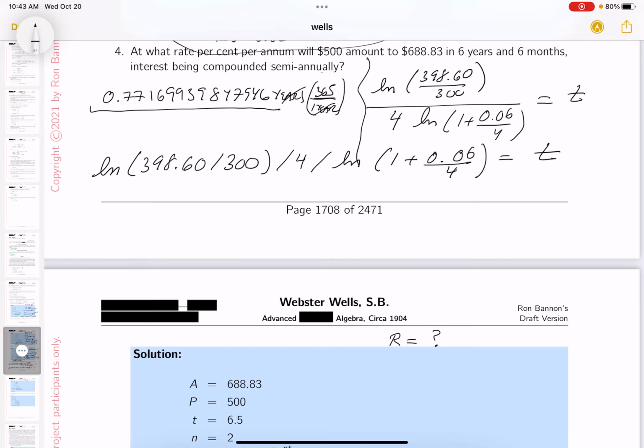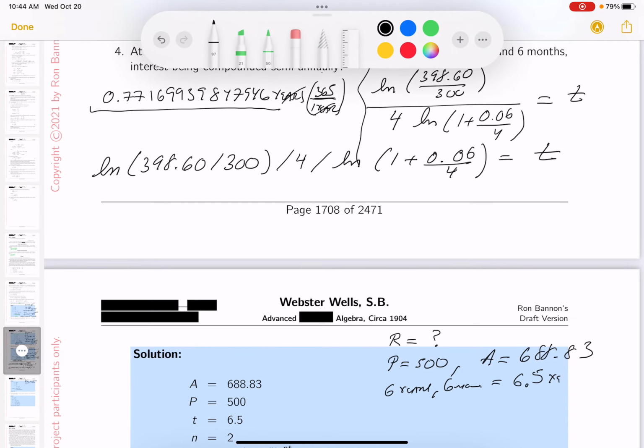So I know the principal is $500. And they say it's going to amount to $688.83 in 6 years, 6 years and 6 months. Well, that's easy. What's that going to be? 6 months would be half a year, right? 5 years. I'm not going to write the year down. I think that's obvious to most people at this point. Let me just get my eraser out.